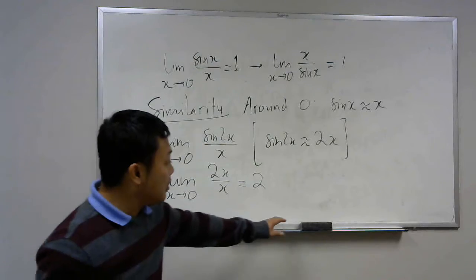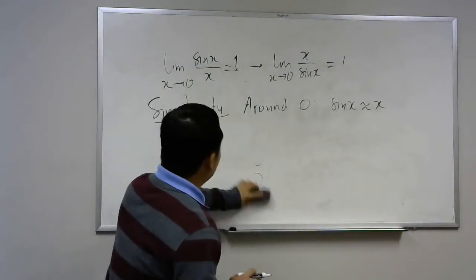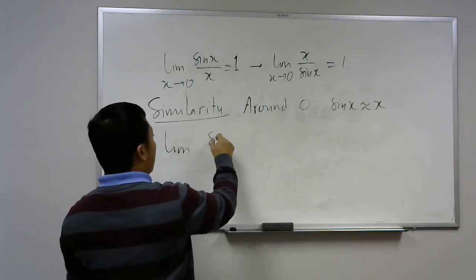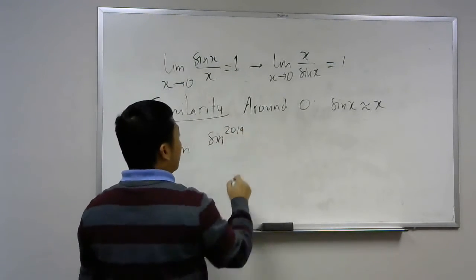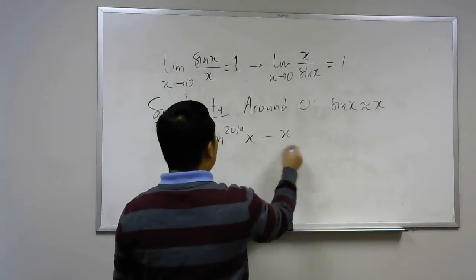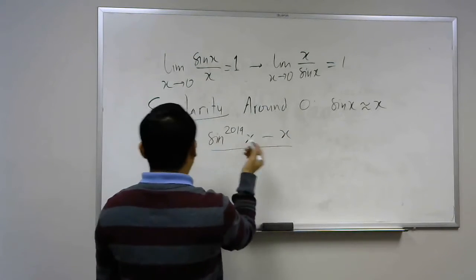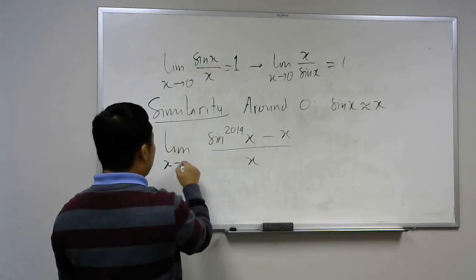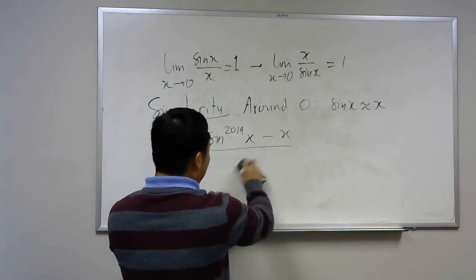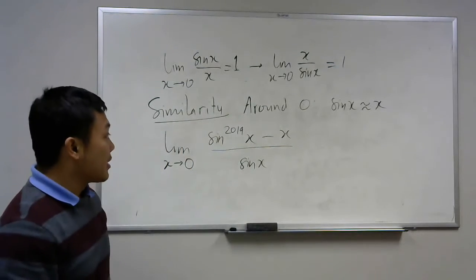All right, this is an easy example. Let's consider a more complicated one. Let's say the limit of sine of 2019x minus x over x when x goes to 0. Or maybe you can make it more complicated, for example, sine of x.